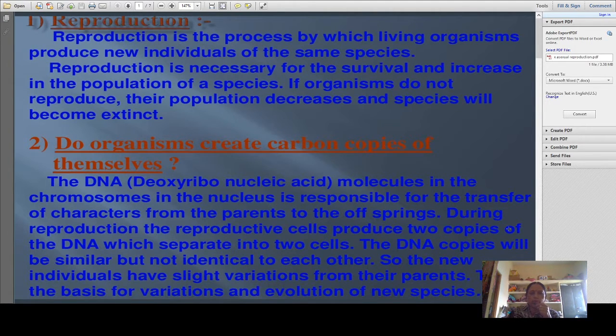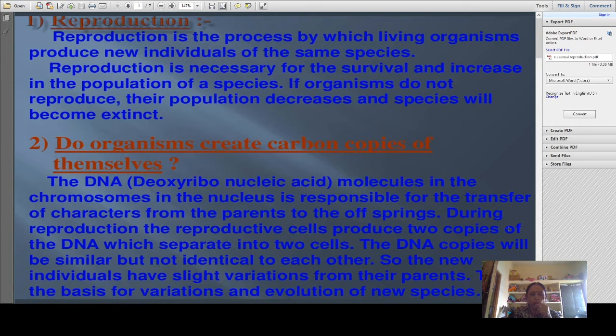Reproduction is the process by which living organisms produce new individuals of the same species. Reproduction is necessary for the survival and increase in the population of a species. If organisms do not reproduce, their population decreases and the species will become extinct. So reproduction is necessary for the continuity of the species.